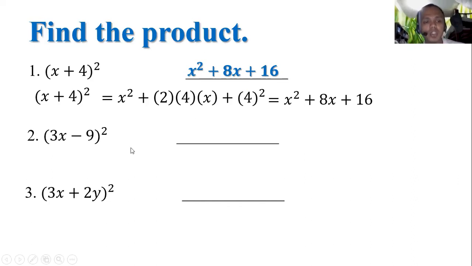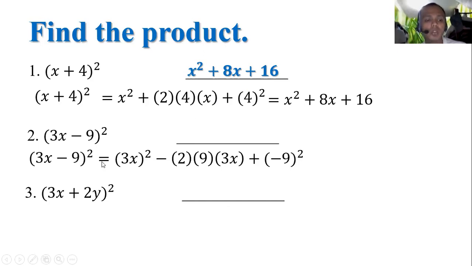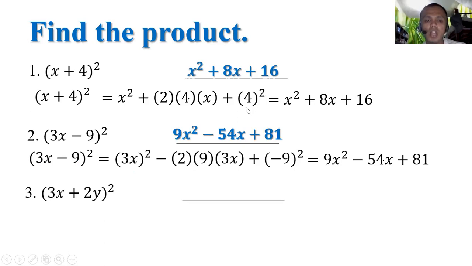Next, 3x minus 9 squared. I-square natin first term. We have 3x raised to 2 minus 2 times 9 times 3x. Then we have negative 9 squared. 3x raised to 2 is equal to 3x times 3x. That is 9x squared. Minus, kasi minus to, 2 times 9 is 18 times 3, we have 54 times x. If we have 54x here, the negative 9 squared is 81. Then, the product here is 9x squared minus 54x plus 81.